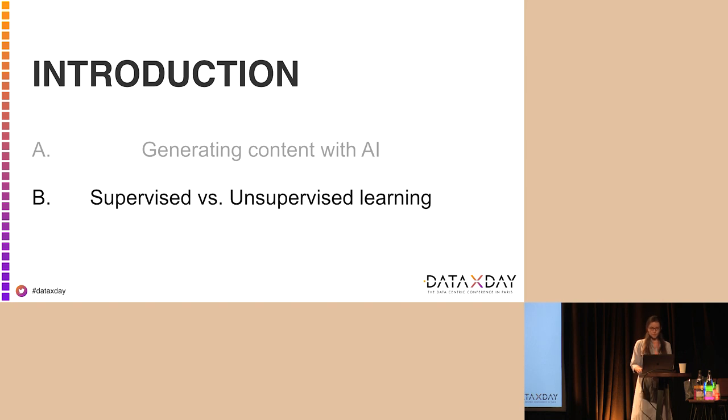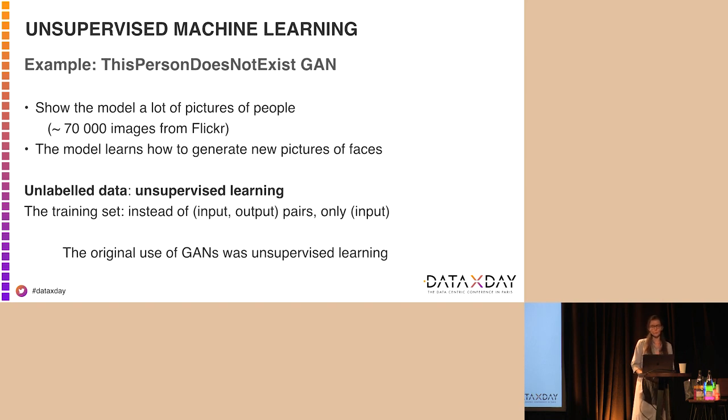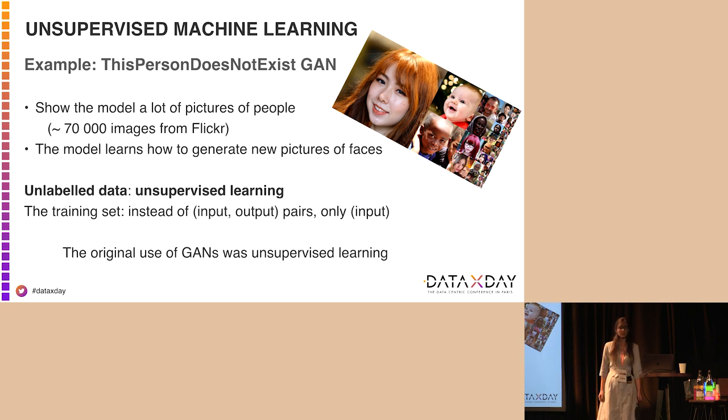Now, back to machine learning, supervised versus unsupervised learning. The example that I just mentioned, this person doesn't exist GAN, is actually an example of so-called unsupervised learning, because the way that it works is there's a model, and you just show the model a bunch of pictures of people. In this case, this was 70,000 images that NVIDIA took from Flickr. And the model, in the process, learns how to generate new pictures of people. The reason why this is an example of unsupervised learning is that the training data is not categorized in any way. There are no corresponding outputs to the inputs. The inputs are just all put together.